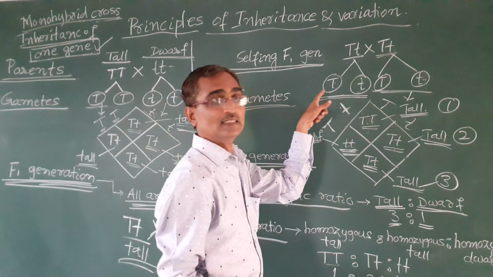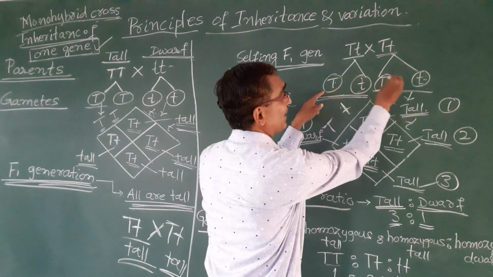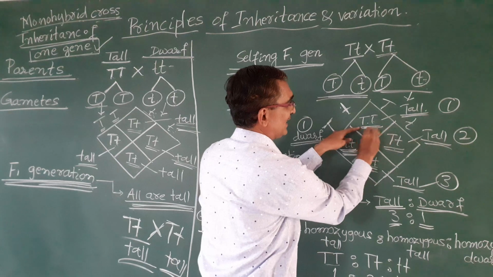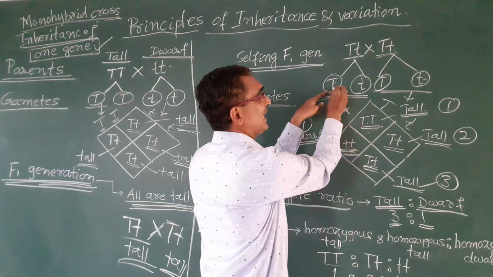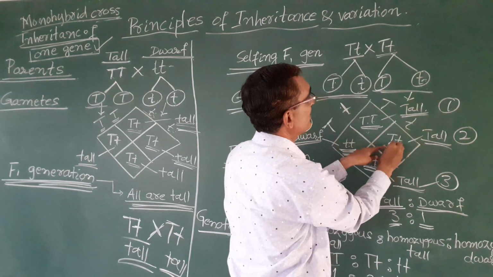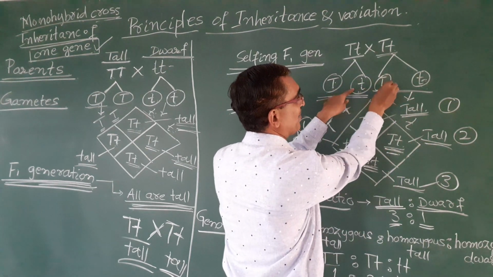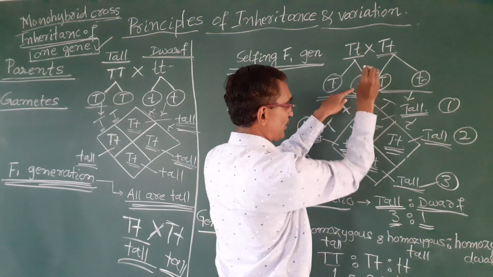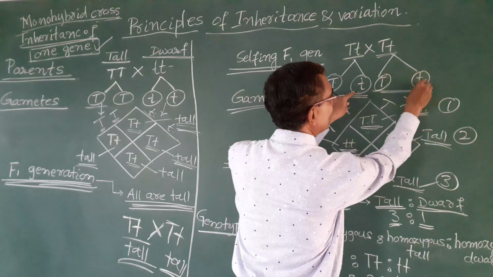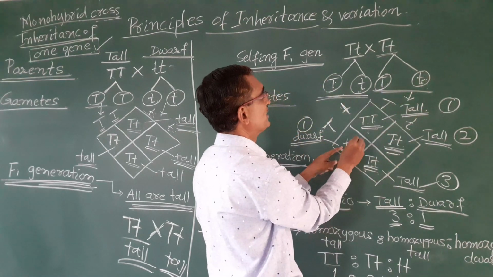Once again I tell you, this capital T combines with this capital T. This gamete combines with this gamete, that is capital T and small t. This gamete combines with this gamete, that is capital T and small t. Likewise, this gamete combines with this gamete, that is small t and small t.